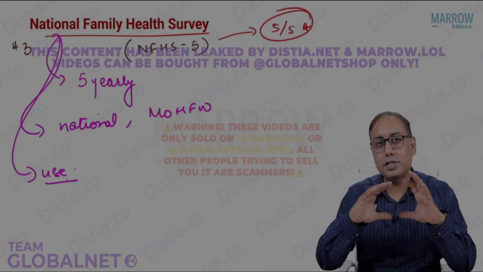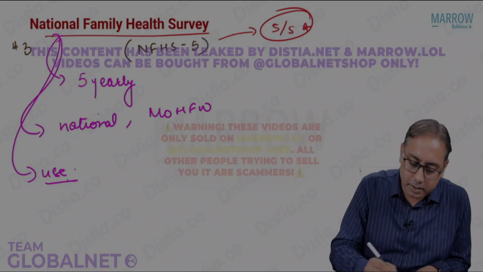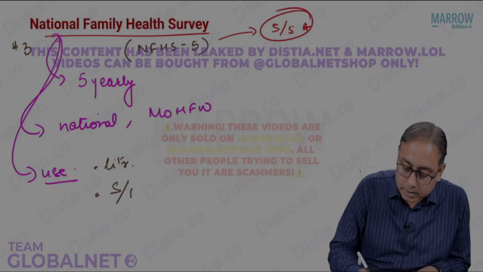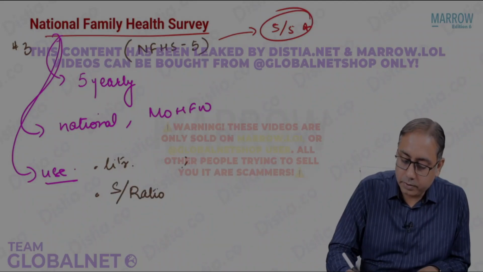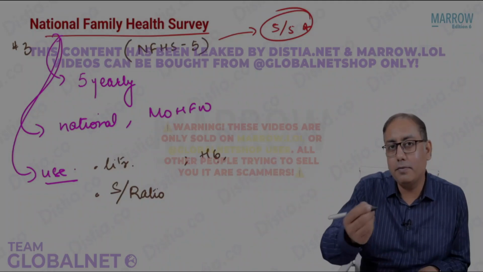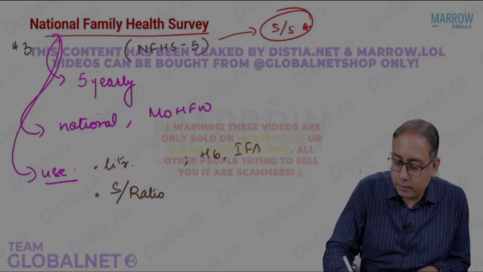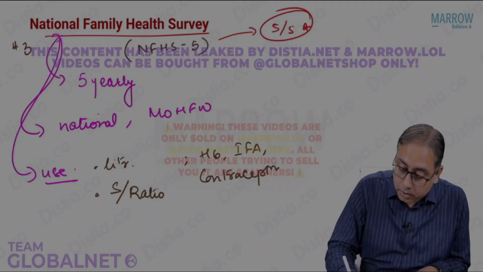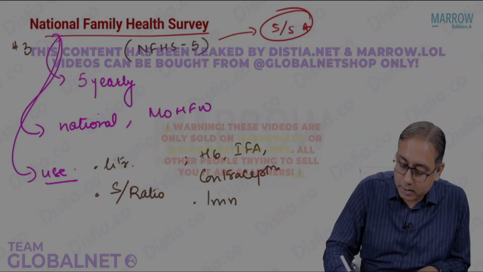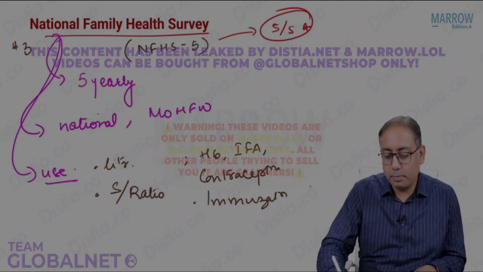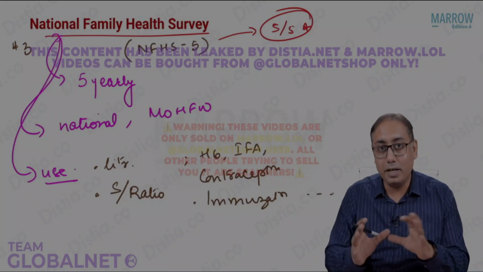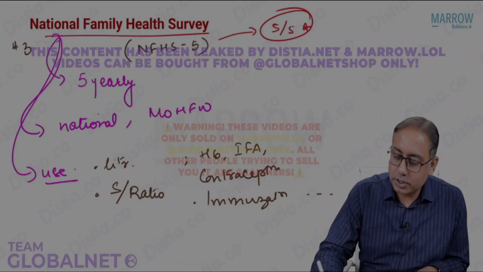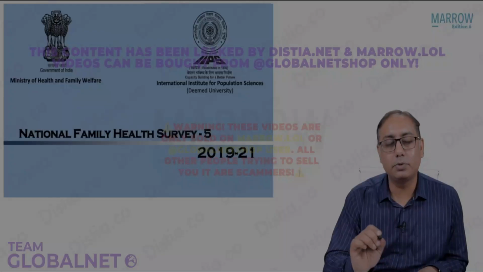So basically, NFHS is going to tell you about a lot of indicators. For example, it is going to tell us about the literacy rate of the country, the sex ratio in our country, the HB levels or the anemia prevalence, the iron folic acid consumption, and the contraception use. It will also, very important, talk to you about the immunization rates in our country, and many other indicators. That is generally the use of NFHS. So just talking about the latest NFHS 5, the question may come in your exam.